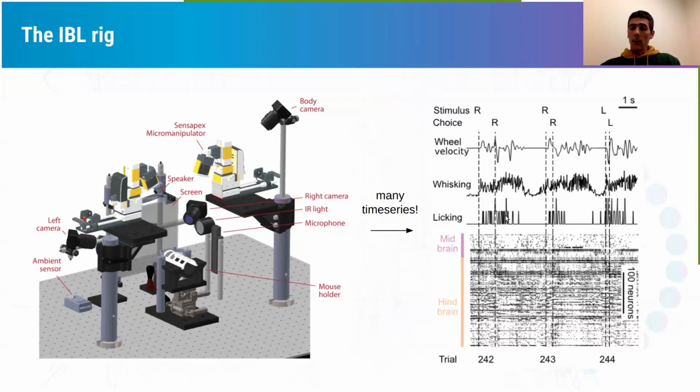We know when the mouse is licking, when it's moving its whiskers, when it's turning the wheel, the choice that it's making, et cetera. Like before, we really want to spend a lot of time, before applying fancy models or doing too much with the data, trying to understand some of the basic functional properties of the neural data given the experimental setup.